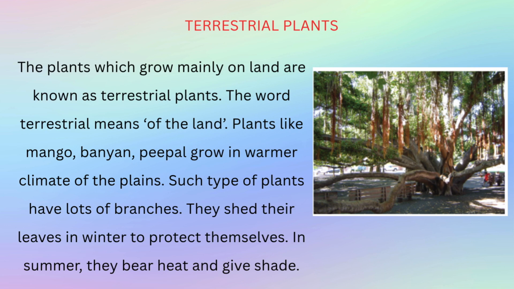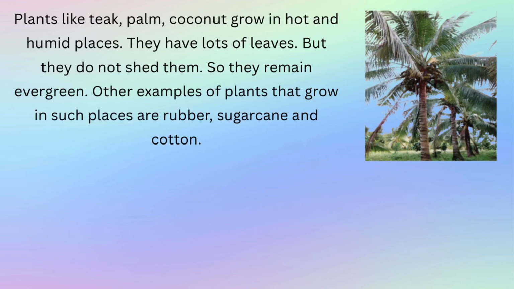Such type of plants have lots of branches. They shed their leaves in winter to protect themselves. In summer, they bear heat and give shade. Plants like teak, palm, coconut grow in hot and humid places. They have lots of leaves, but they do not shed them. So they remain evergreen. Other examples of plants that grow in such places are rubber, sugarcane and cotton.